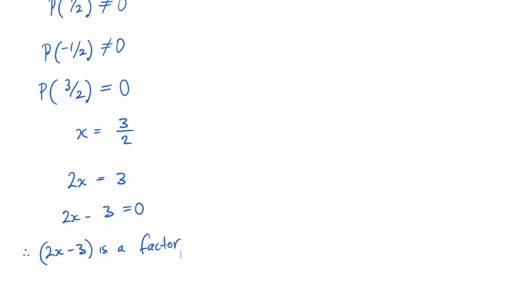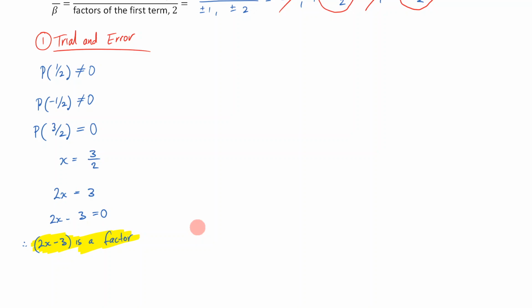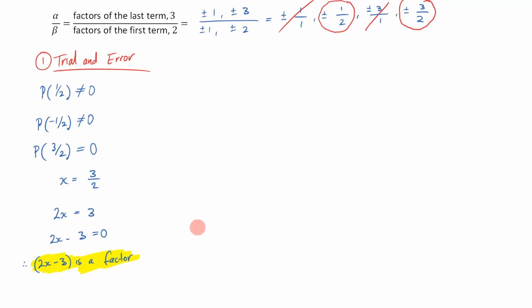Perfect. So let's highlight that. So this is the trial and error step. It's the horrible step. You're just subbing in numbers until you get 0 out. Perfect. So we found it. And I might even highlight this one. All right, next, step 2.